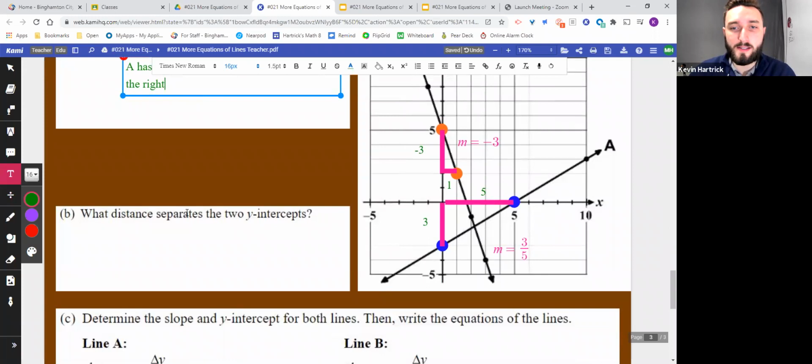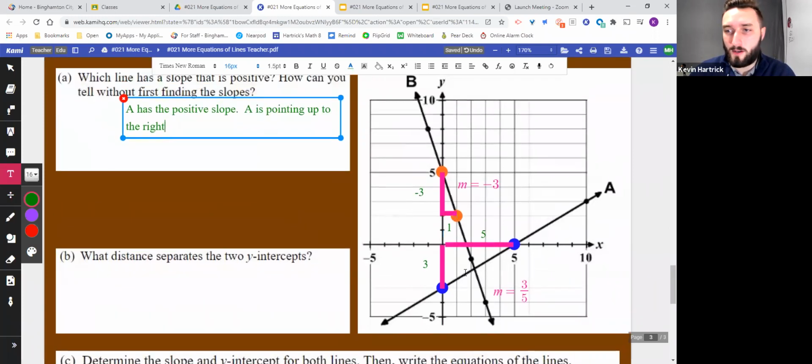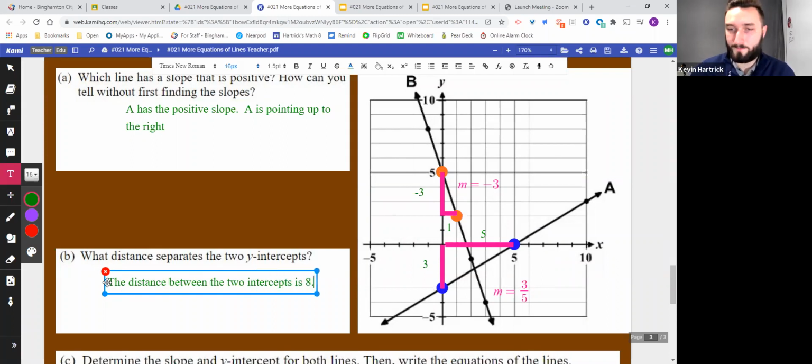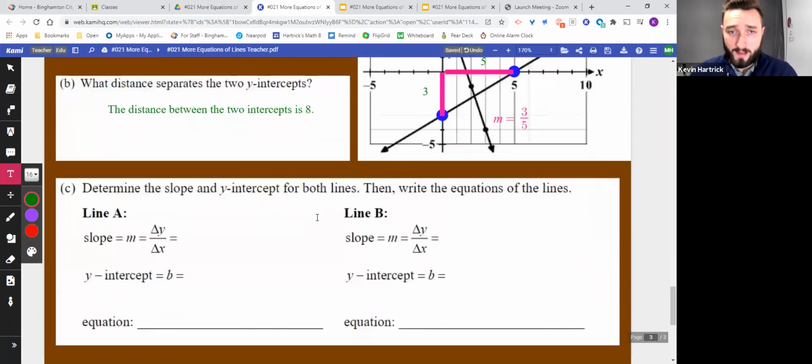That tells me that it's positive. What distance separates the two y-intercepts? Well, I've got down here at negative 3, and I've got up here at positive 5. So the distance here is 1, 2, 3, 4, 5, 6, 7, 8. Looks like an 8. Okay. All right, so let's move on to C.